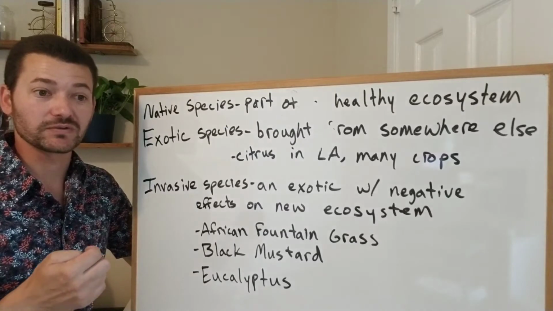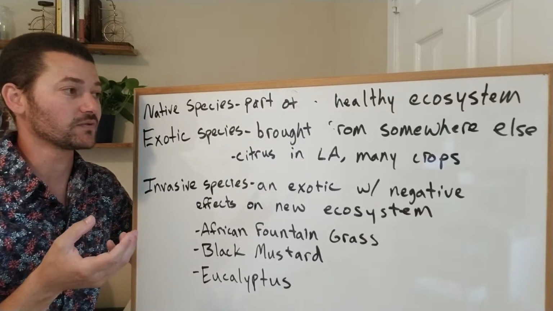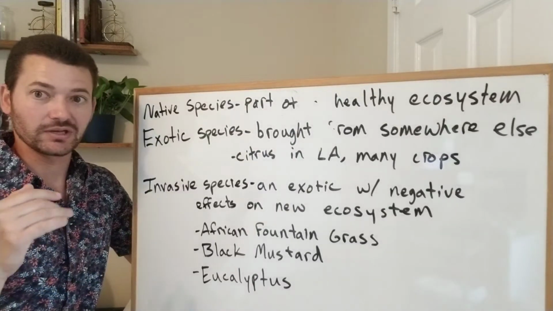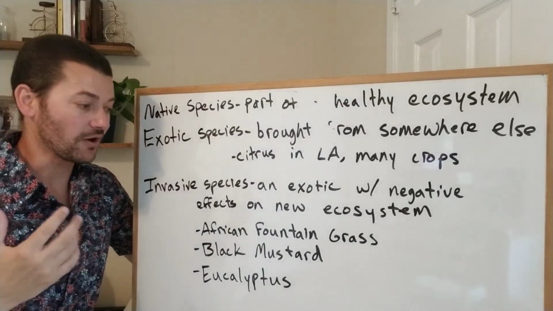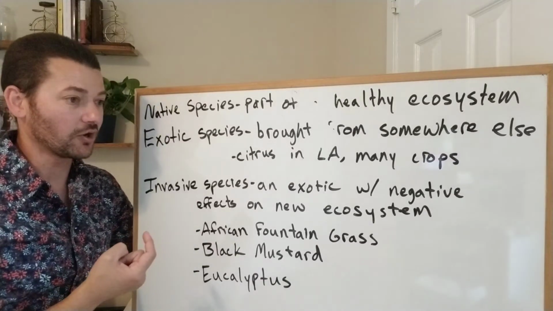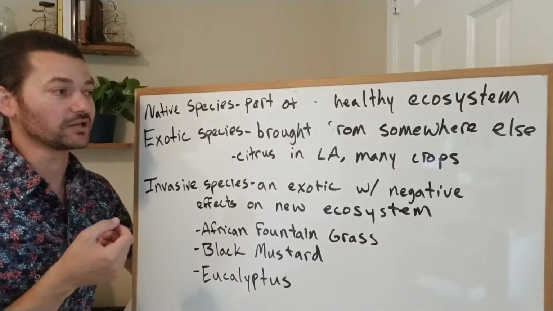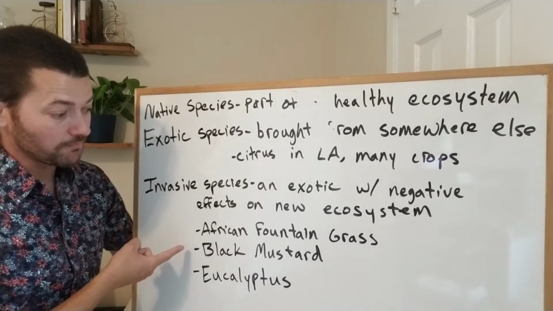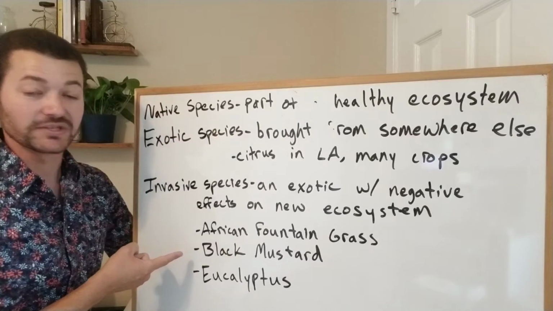If there's a fire, their seeds will sit in the ground and survive. And then once the fire is done, you can have an entire hill or slope or burned area that's completely taken over by this because it grew the fastest before all the native species had a chance to recolonize that hill. Black mustard was brought here by the Spanish on purpose.